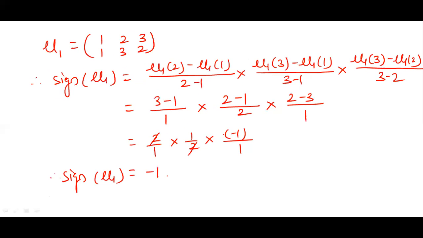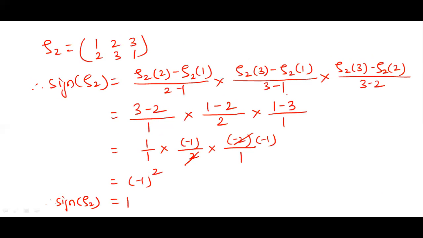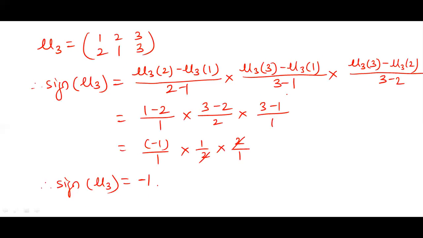Means here we have determined signature of all elements of S3. We got signature of row 1, row 2, row 3 as 1, and signatures of mu1, mu2, mu3 as minus 1. Let's see some properties of signatures.